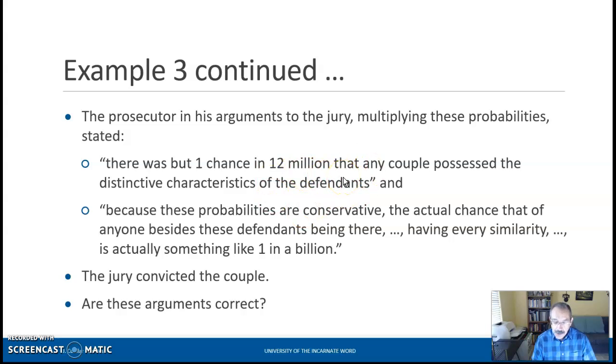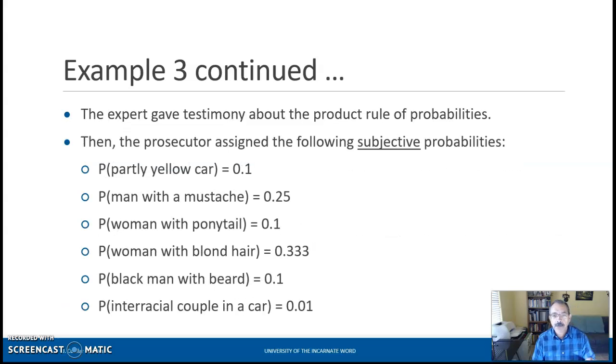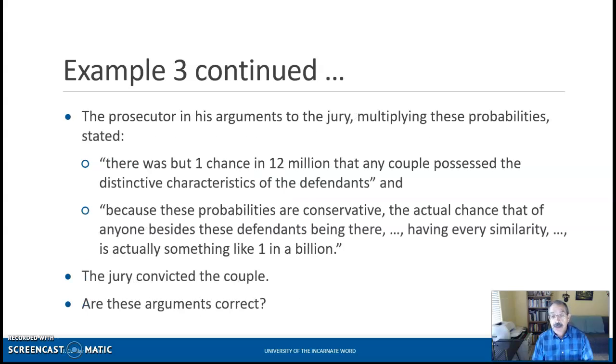So you need to think carefully and remember that the only time you can multiply probabilities is when they are independent. And again, assigning subjective probabilities without evidence is very dangerous. Not only that, this prosecutor went all the way to saying that because this is such a rare event, they must be culpable. And that doesn't make any sense.